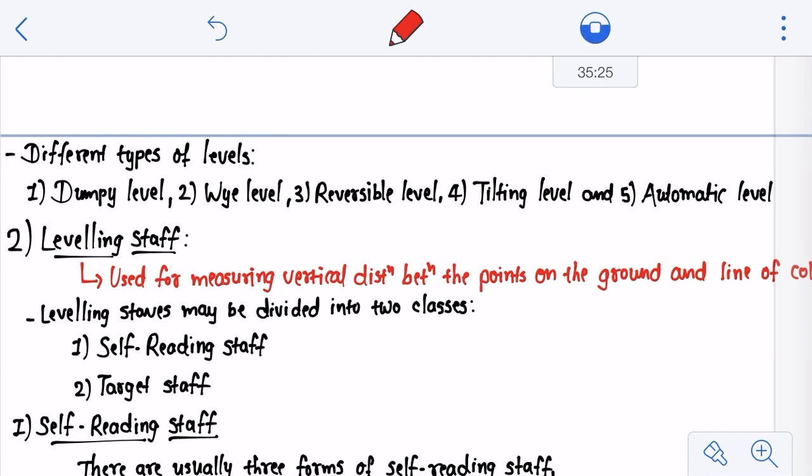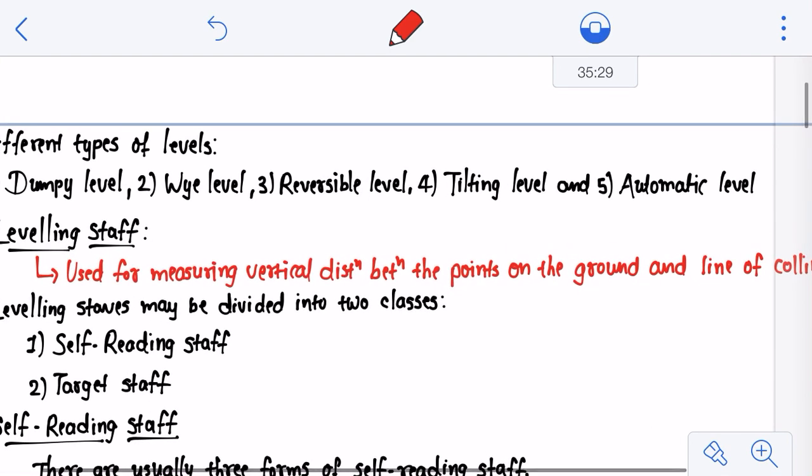There is another type of level also available, the fifth one, the automatic level. This is the most advanced level available nowadays, and they are in use, right? Dumpy levels are obsolete, but they are still in use for a small amount of work or very less accurate work. The total station or the automatic level are the instruments which simply give you all forms of observations without more trouble, without more effort, right?